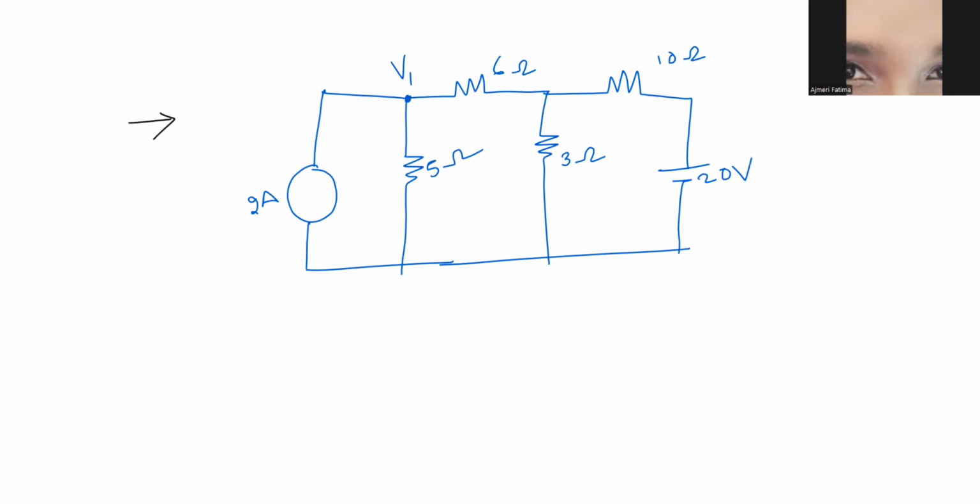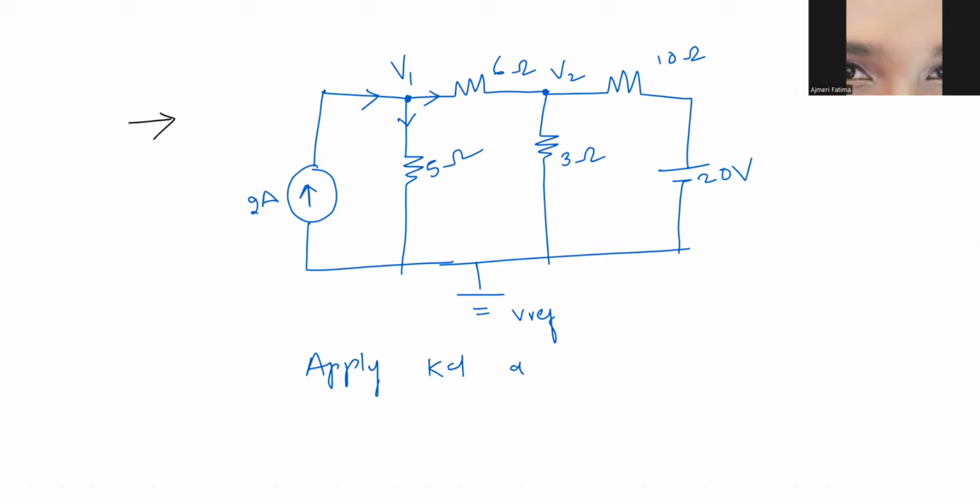And let us take this as a reference. So let me quickly write this as V reference. So this is the reference node. Now, if you see, this is the 2 ampere current given and the arrow is indicated like this. So current is entering like this. It will go like this and like this. So here we are going to apply KCL at node 1.